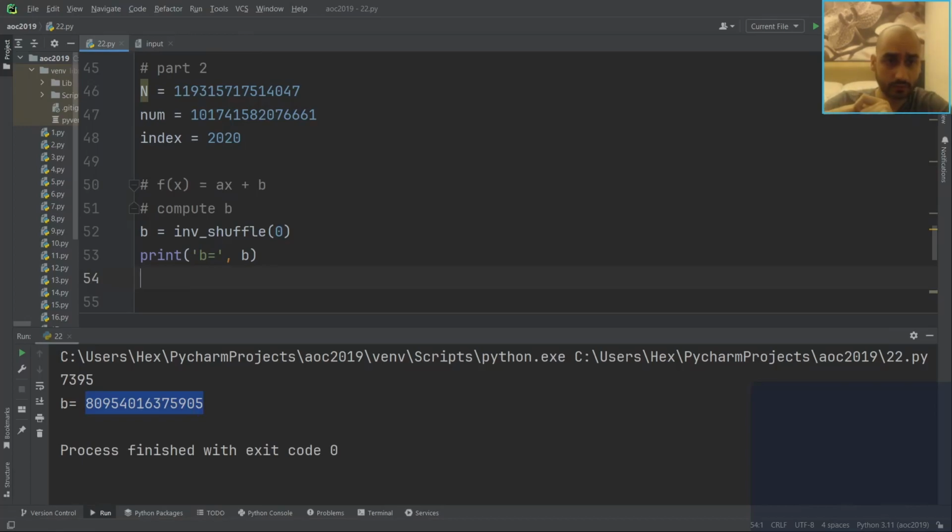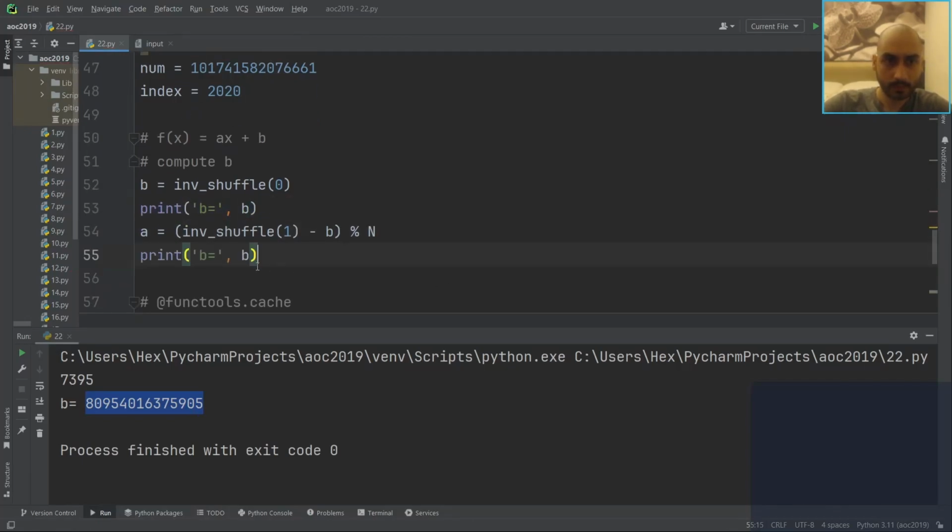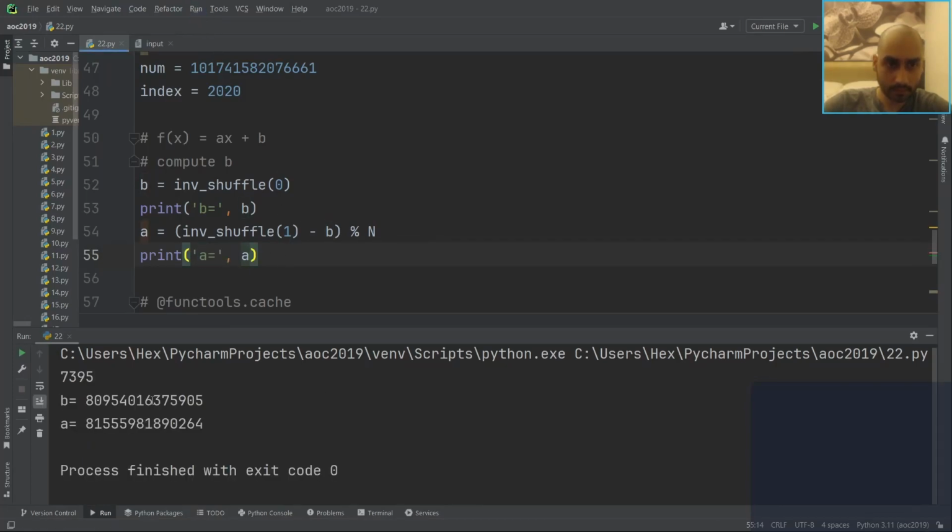Okay, so now we want A. So if we do inverse shuffle of 1, that would be A plus B. So then subtract B, that would be A, right? Okay, so we've got A and B.